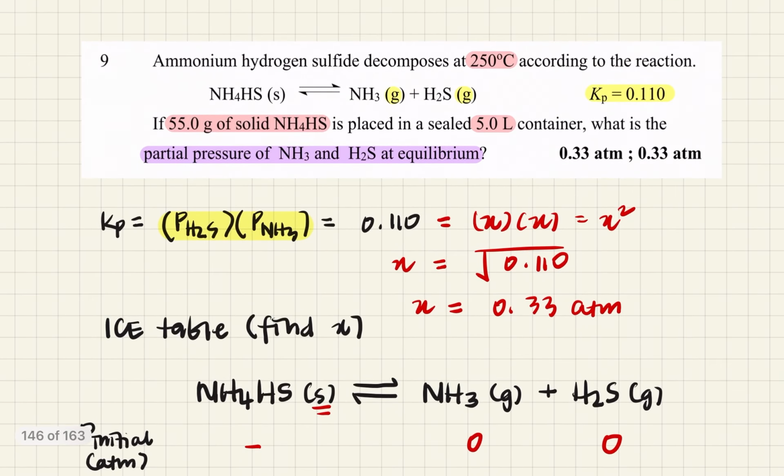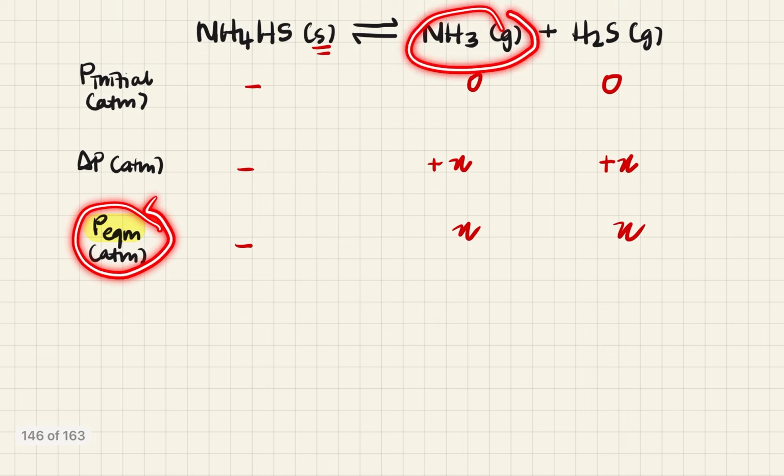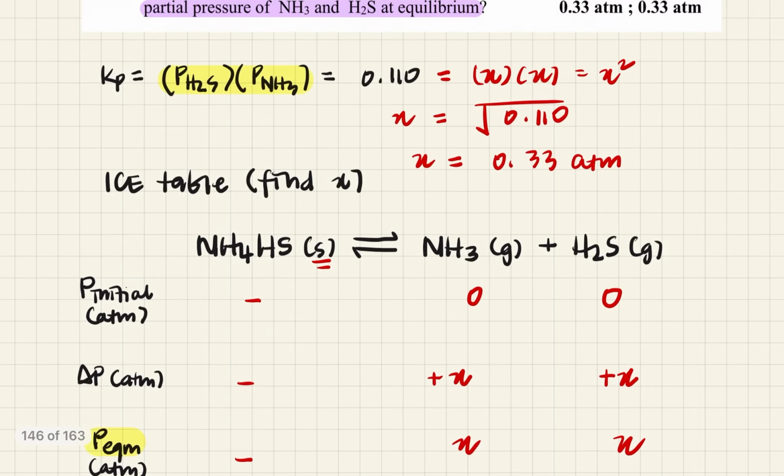So that means what is the partial pressure of NH3 and H2S at equilibrium? Yang ini, NH3 at equilibrium, it is X. H2S pun, it is X. So that means the partial pressure of NH3 is equal to the partial pressure of H2S, because both are X. So what is your X just now? It is 0.33 atm. Okay. Alright.